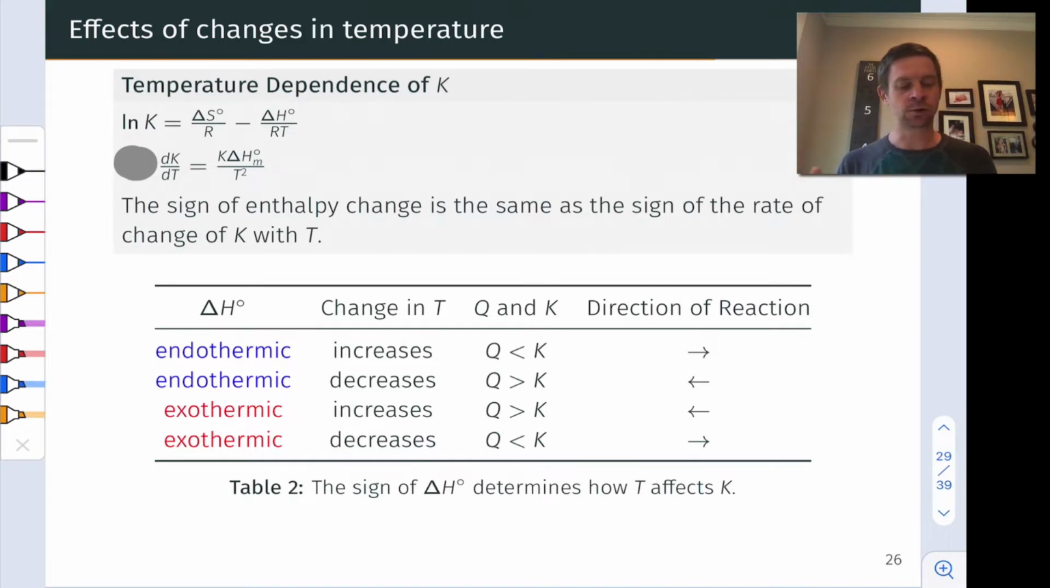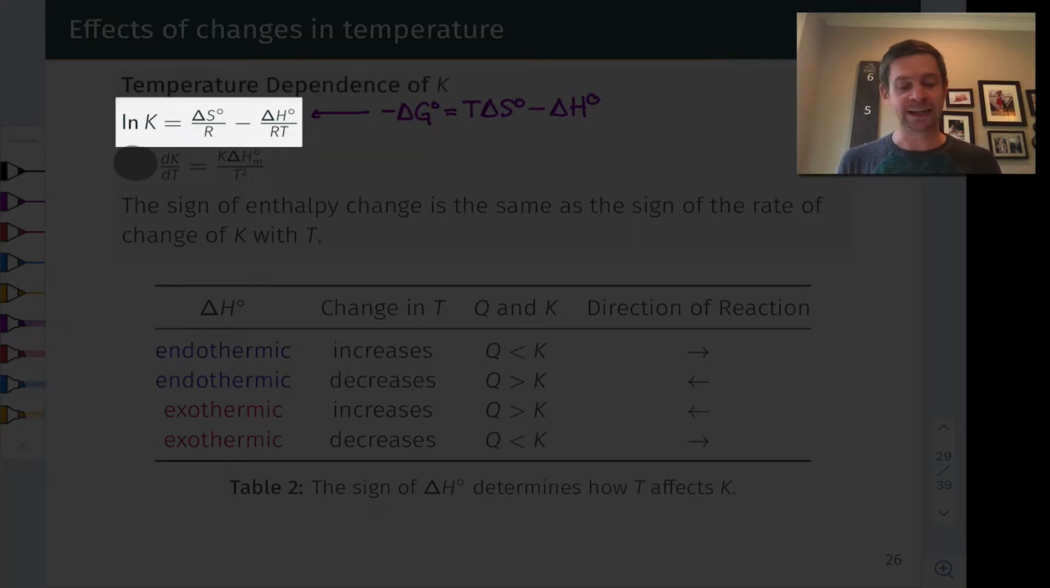So let's start with the temperature dependence of the equilibrium constant and how we think about that. That is based on the connection between the free energy change of reaction, delta G, the standard free energy change, that's what the little circle means, and K. If we unpack delta G as delta H minus T delta S, we end up with the equation you see here. The natural log of K is equal to the entropy change divided by the ideal gas constant minus the enthalpy change divided by the ideal gas constant times the temperature in Kelvin.